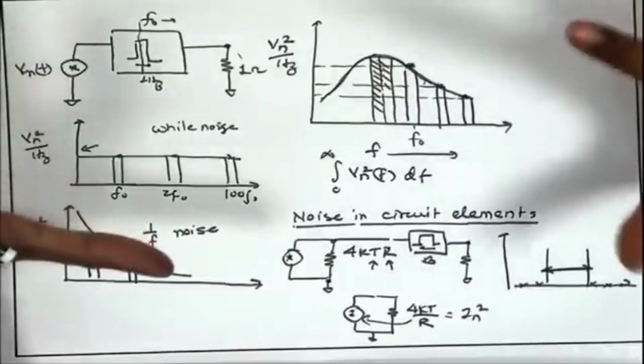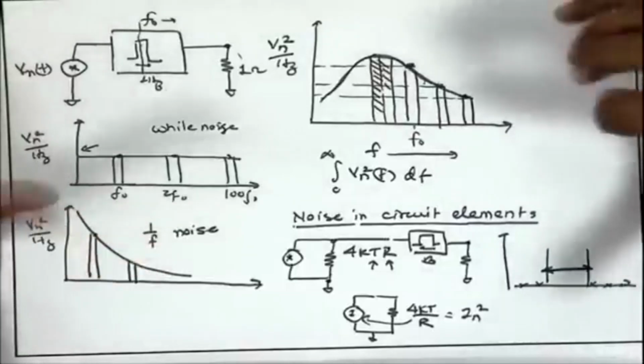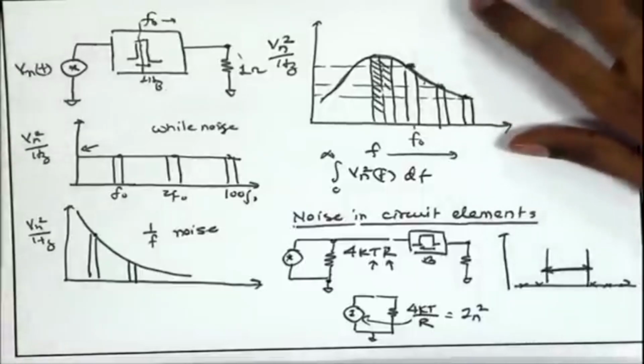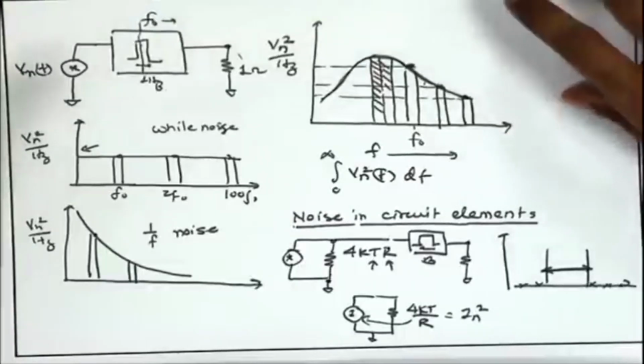So, once we are comfortable with the noise definition and representation of noise in a resistor, we can draw an analogy and define the noise sources in a MOSFET.